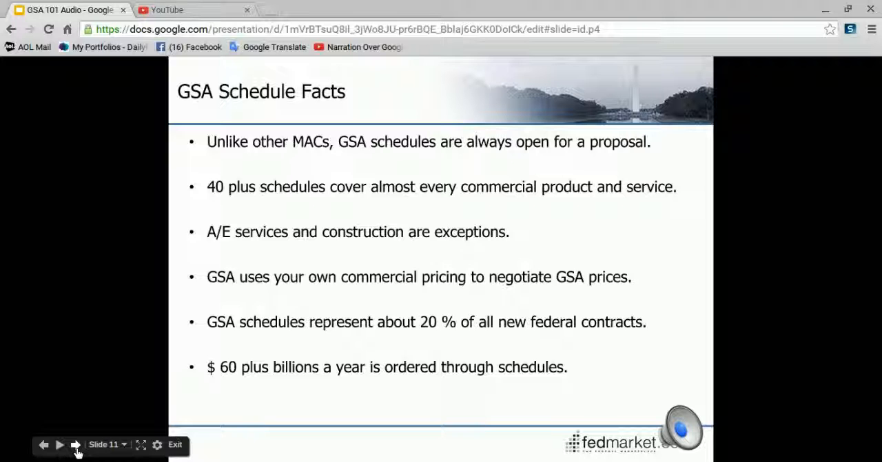GSA schedule facts. Unlike MACs, GSA schedules are always open for proposal. That means there is no due date. Over 40 schedules cover almost every commercial product and service. Again, architecture and engineering services and construction are exceptions. GSA uses your own commercial pricing to negotiate GSA prices. GSA schedules represent about 20% of all new federal contracts. Over $60 billion a year is ordered through schedules.